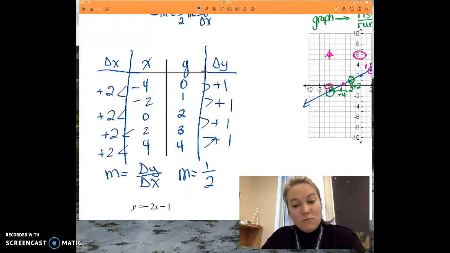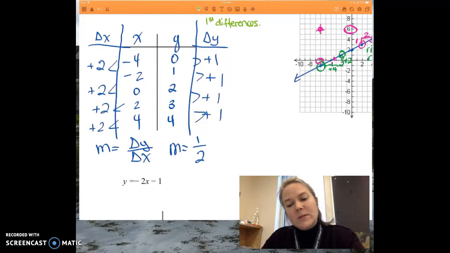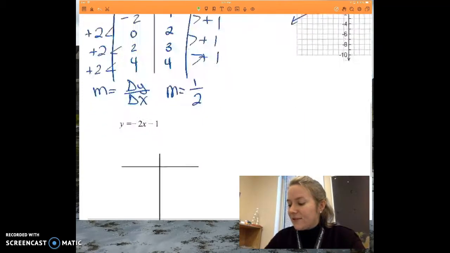That's not too bad. So far we have 2 techniques. We can find rise over run off the graph, or we can look at the first differences. We'll call these the first differences, and substitute that in for delta y over delta x. There's another one we can do as well, and I'm going to use a different example for that.